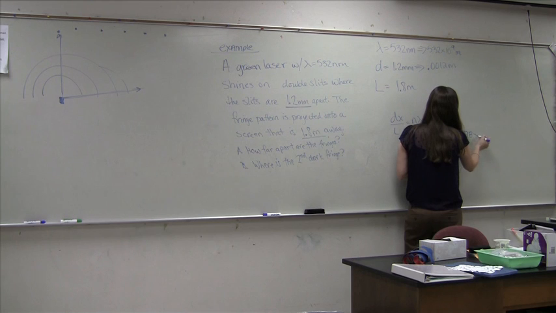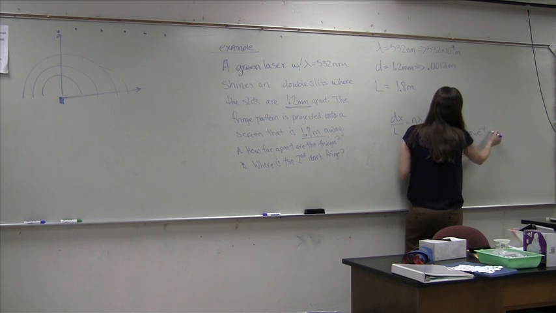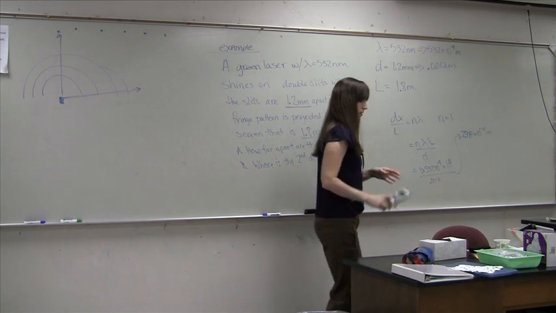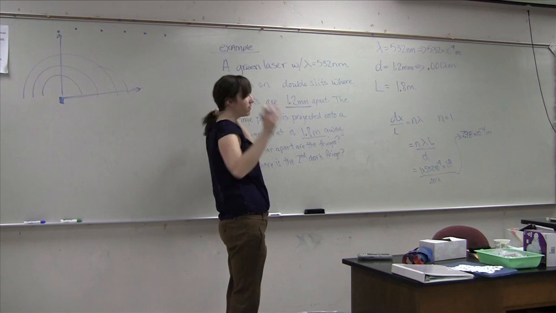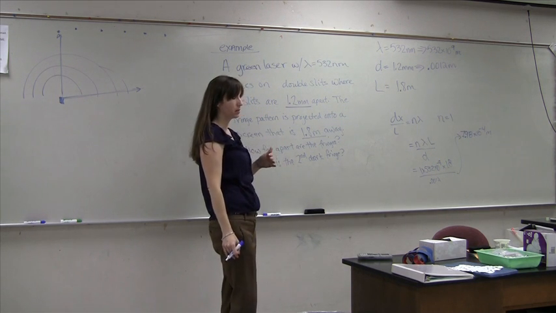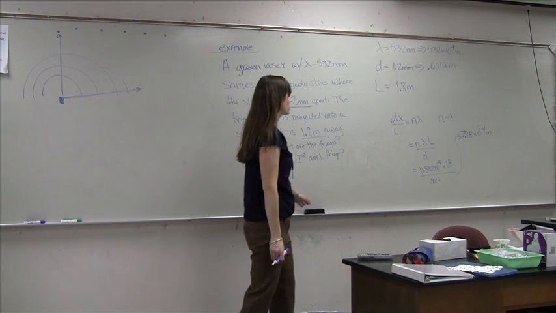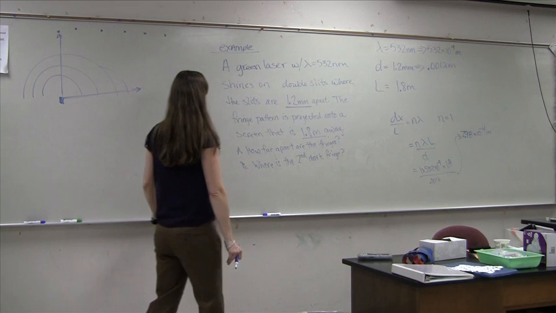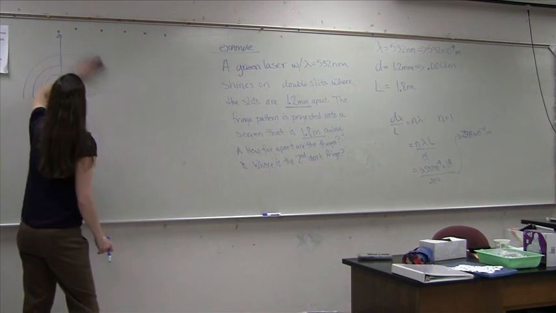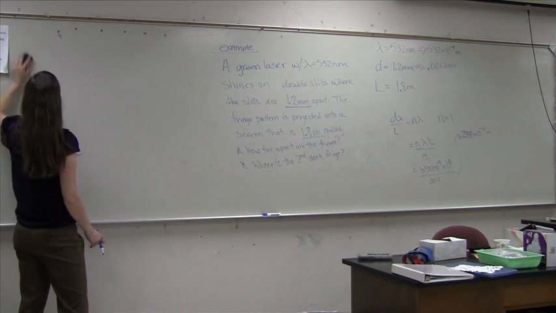7.98 times 10 to the negative 4 meters. So 7/10 of a millimeter. Really small. Okay, so they're really close together.